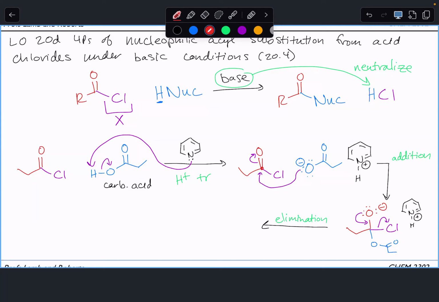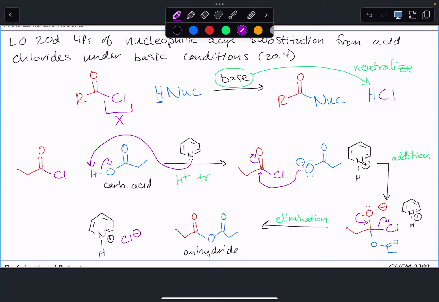And that will form our anhydride. And then our byproduct is our pyridinium chloride. So again, it's HCl that's been neutralized by the base. Okay, so hopefully you can map on that generic mechanism that we talked about on Wednesday, right?